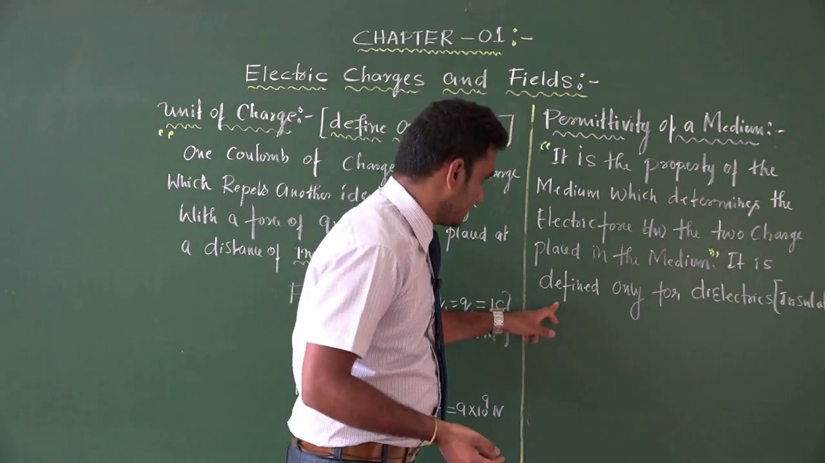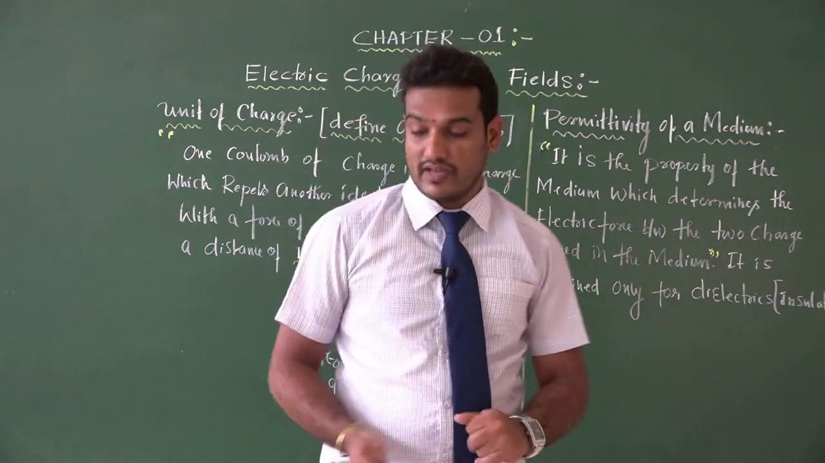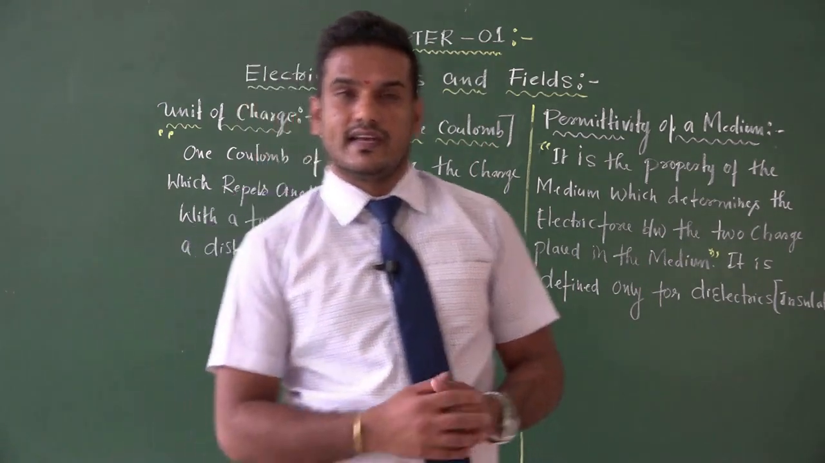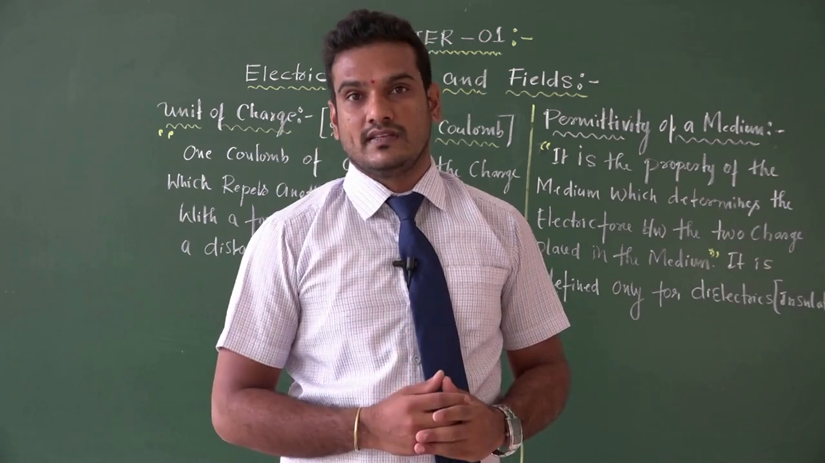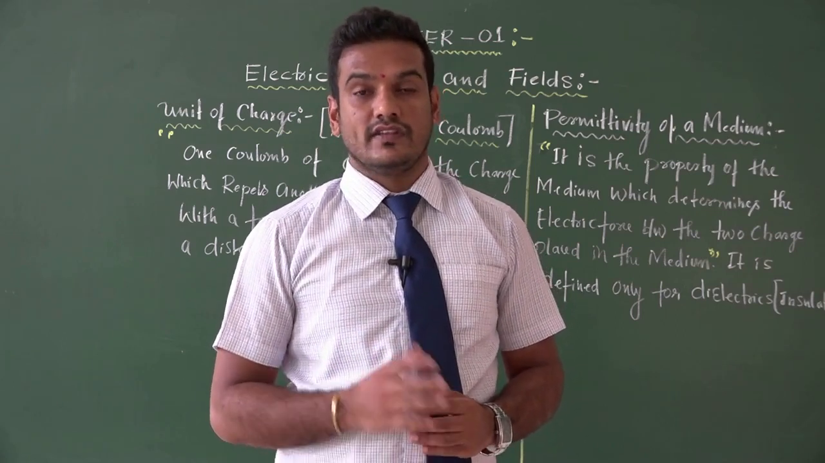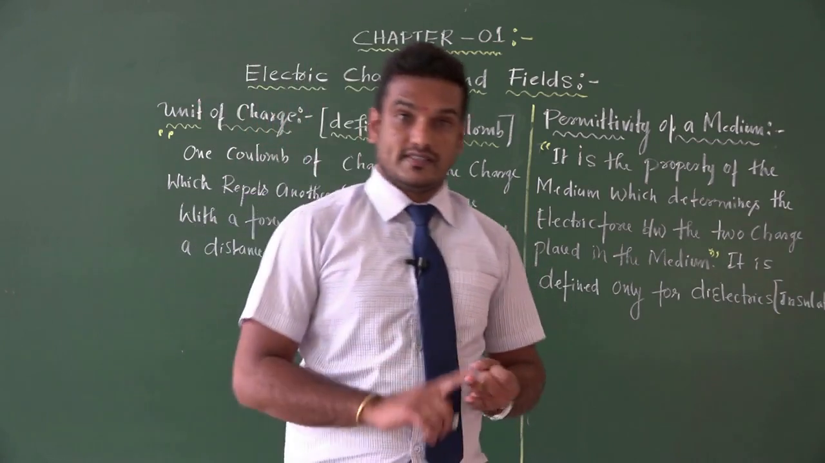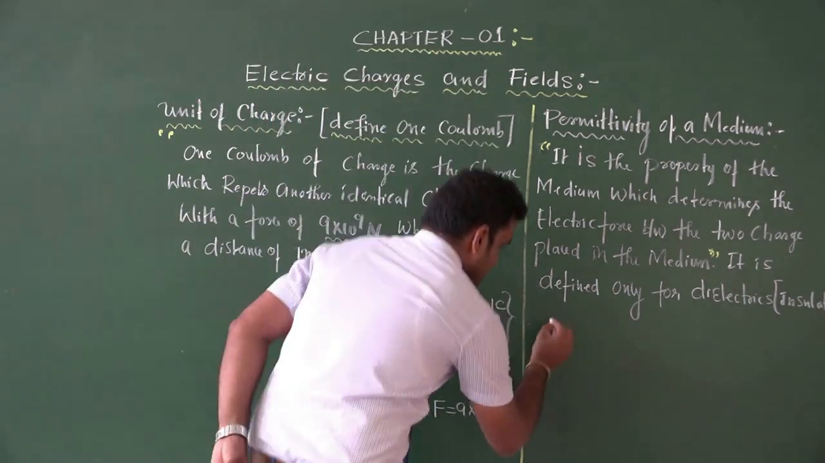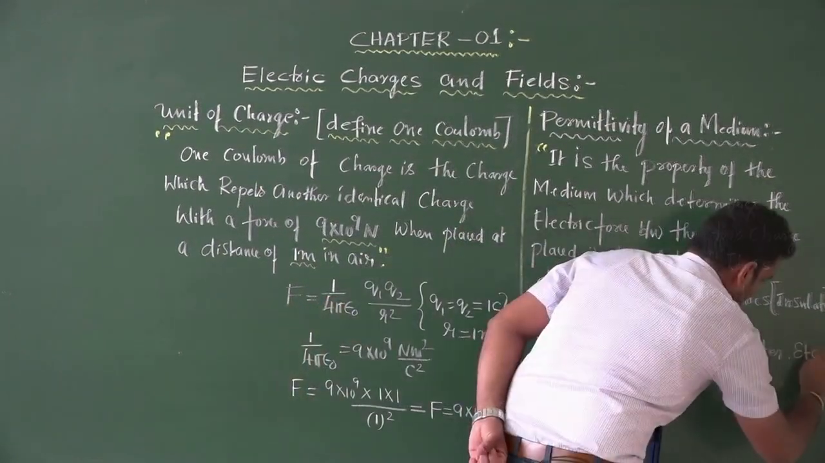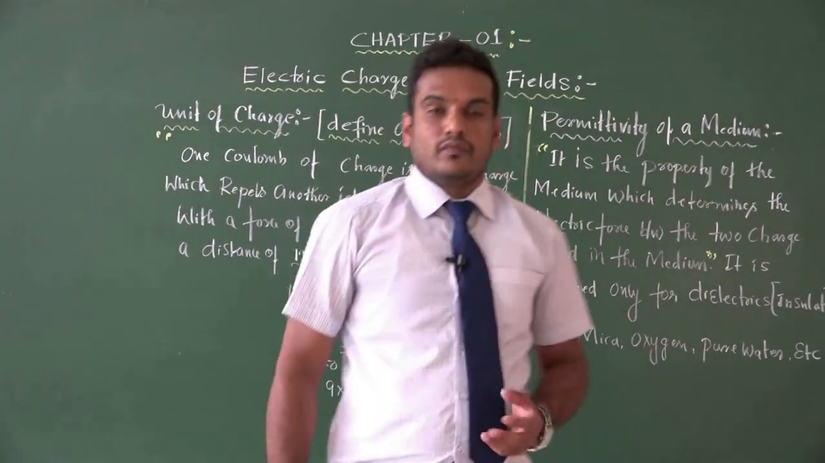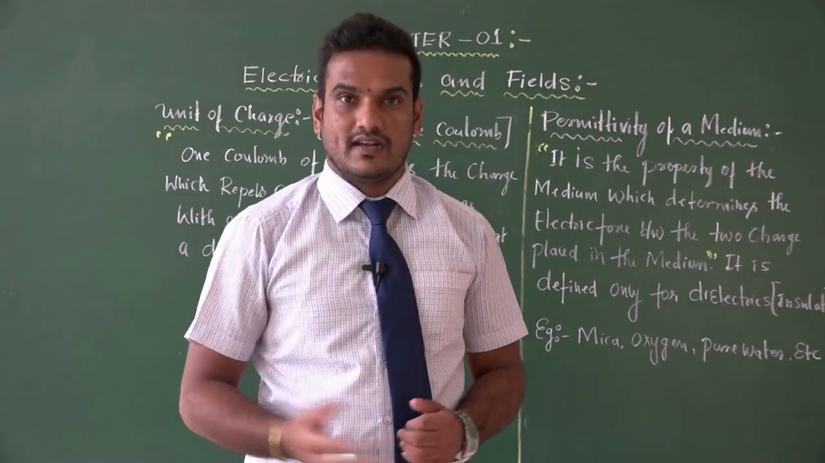Look at this, one more line is there. It is defined only for dielectrics. Within brackets we have insulator. Then what exactly are dielectrics? Dielectrics are the insulators which transmit electric effects without conducting electric charges. For example, we can write mica, oxygen and pure water, examples for dielectrics. In detail about dielectrics, you are going to understand in further classes.